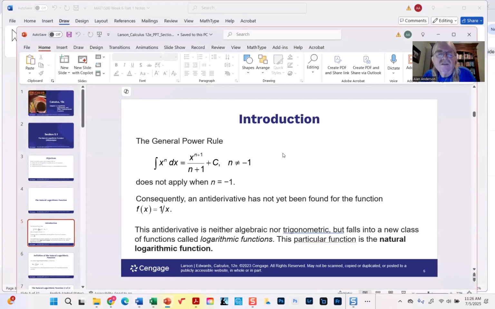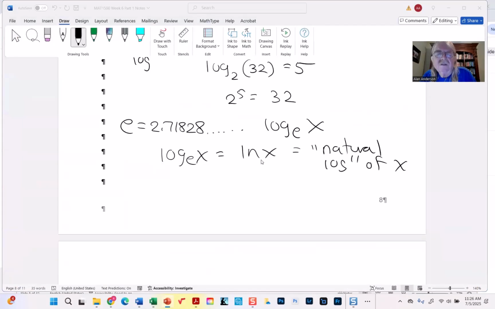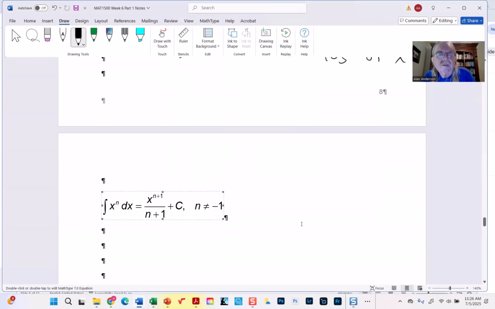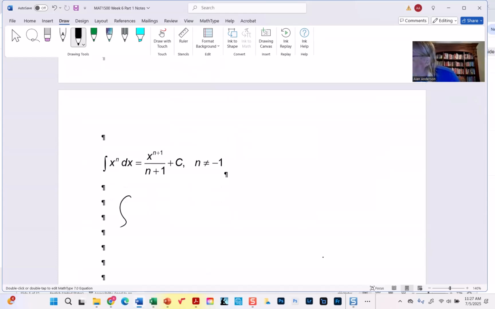So anyway, what they want us to do here is take a revisit of our general power rule. And we know how this works, but it turns out there's an exception. We have kind of glossed over that up to this point. We know that, for example, the integral of x cubed is x to the fourth over 4 plus c. But it turns out that this rule only works as long as n is not equal to -1. Uh-oh, what do we do then?